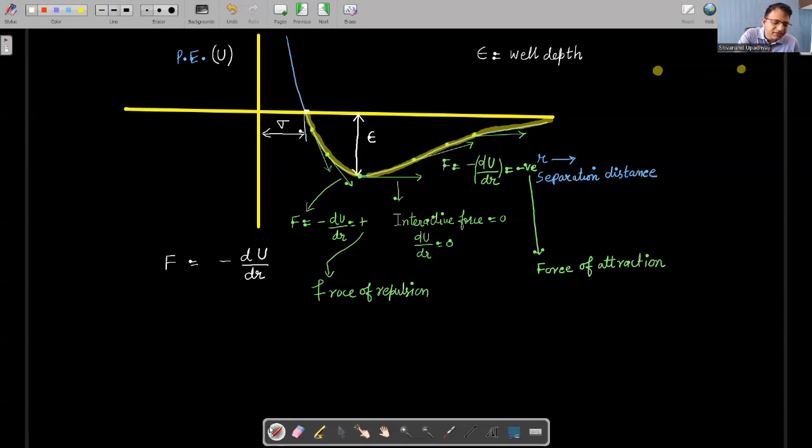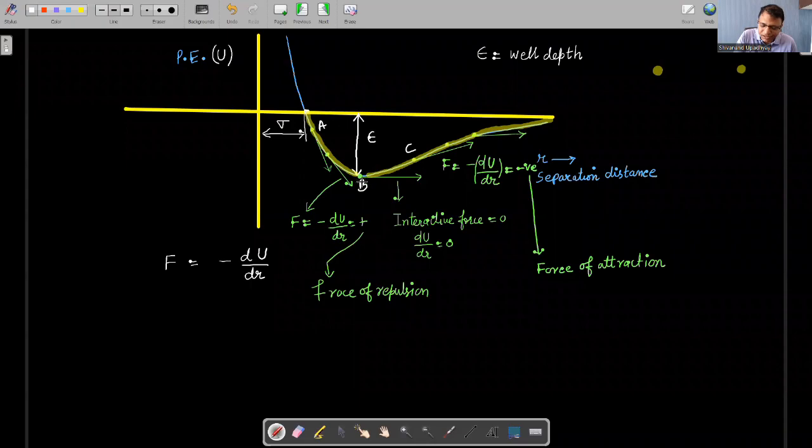Let us name the points on this curve: this is point A, this is point B, and this is point C. The slope of the tangent at point A is negative. So the change in potential energy with respect to separation distance is negative, and with the minus sign, the force will be positive. Positive means there is a force of repulsion. So at point A, repulsive forces are dominating. Same way at point C, the slope of the tangent is positive. It means that the force is negative, meaning there is a force of attraction between the molecules.